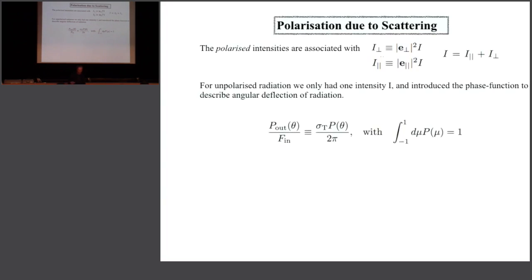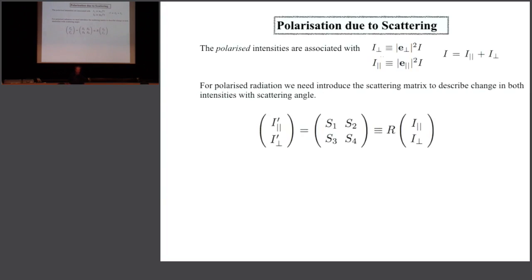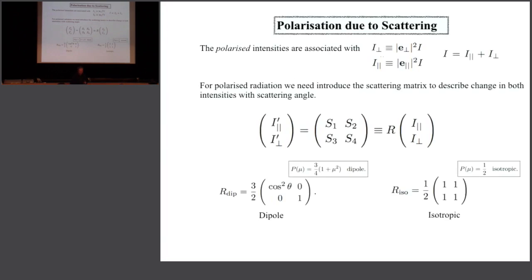But when you talk about polarized intensities, you have two different intensities. So you do not have a phase function anymore. Instead, you need what is known as a scattering matrix, because you now have two components to your intensity rather than one. I'm just going to give you the expressions because there's no time. The scattering matrix for dipole scattering takes on this form. The scattering matrix for isotropic scattering takes on this form.